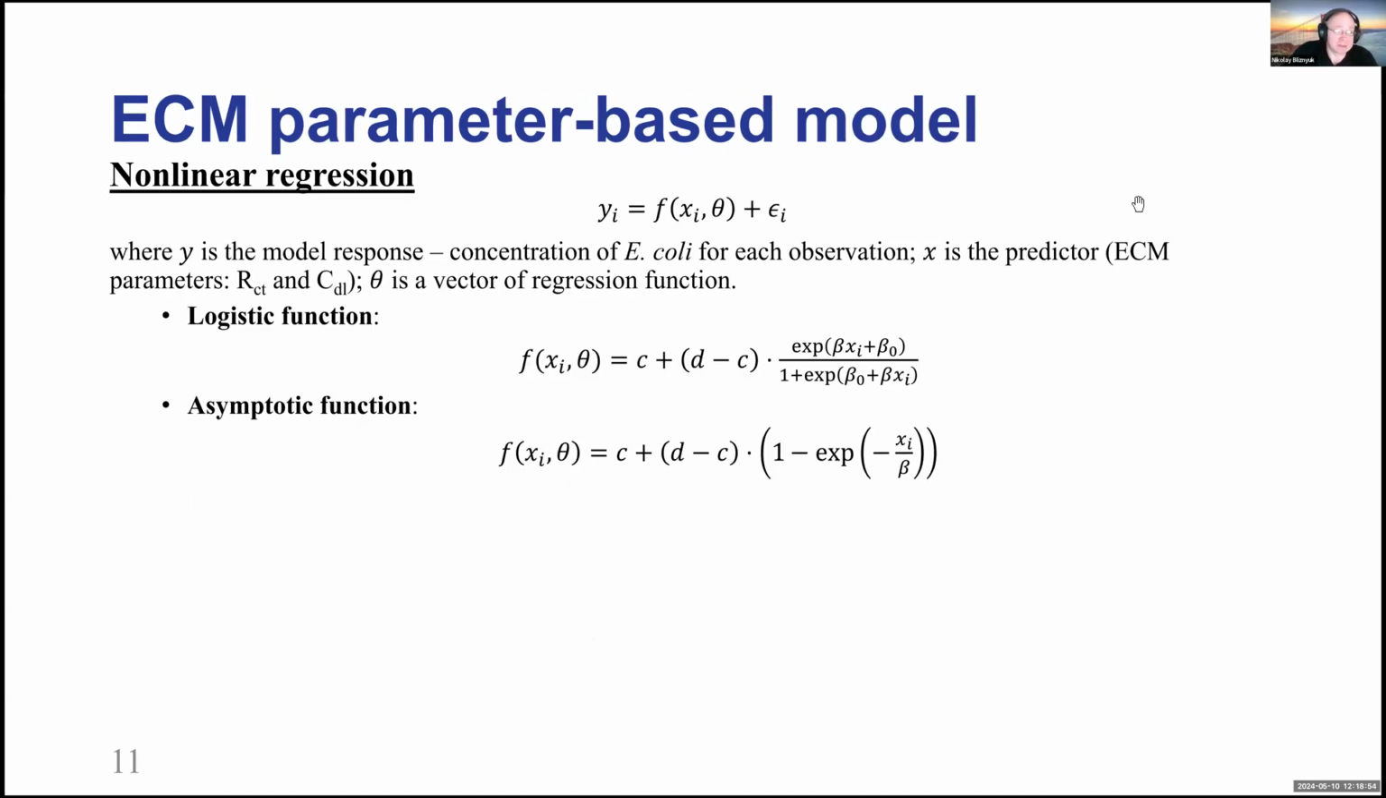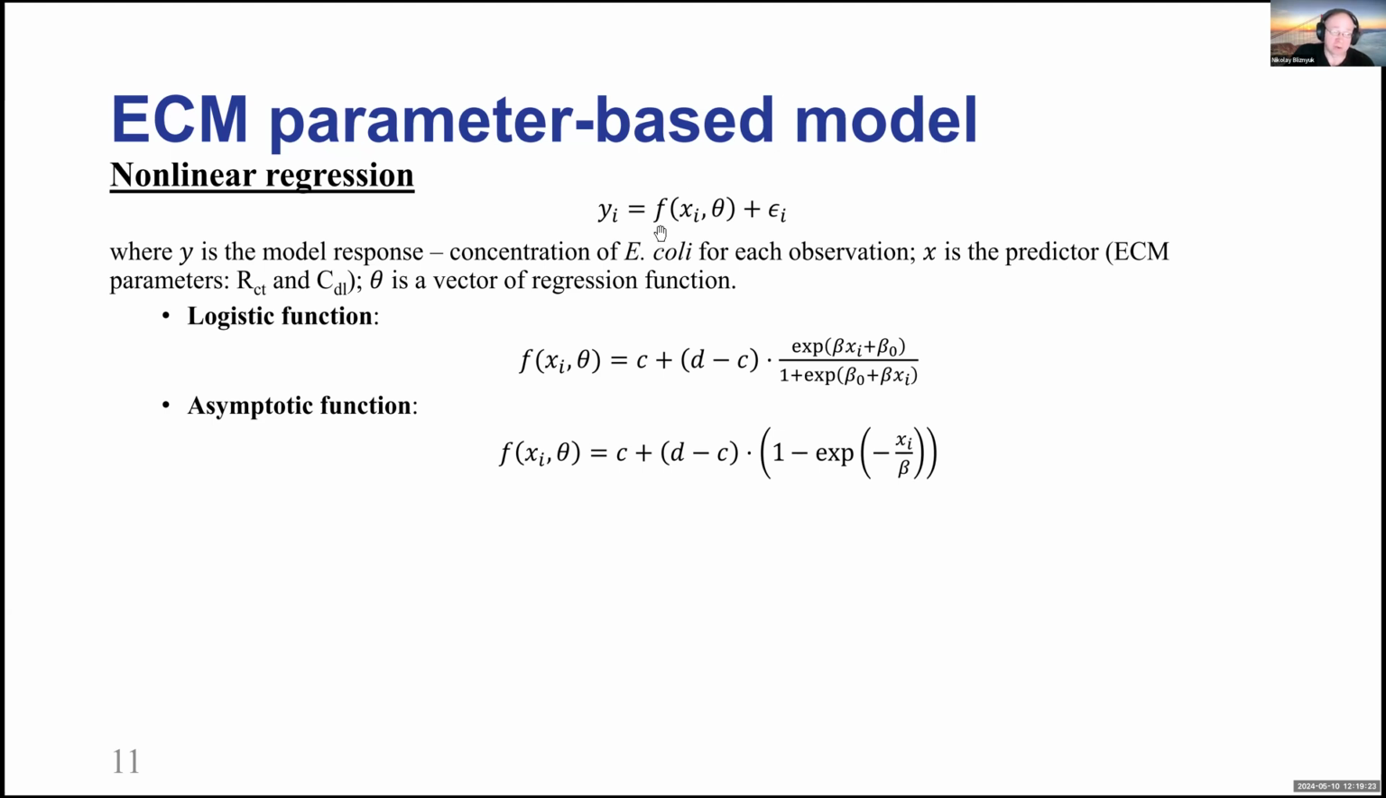So this is what conventional models look like. Here yi is the response, which is the concentration or log concentration. Again, when I say concentration, I will always mean log concentration. Then this is related to the equivalent circuit model parameters through this nonlinear regression function. And then we have the error term. So statistically, this is a nonlinear regression model.